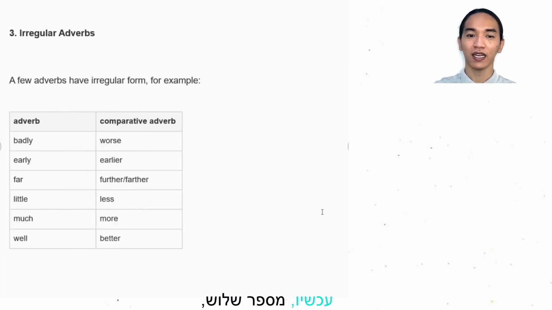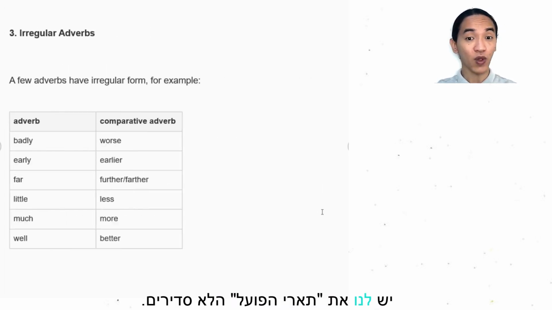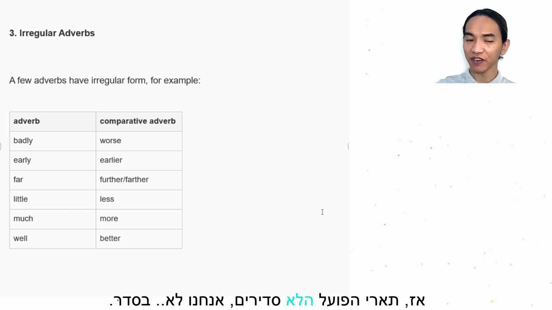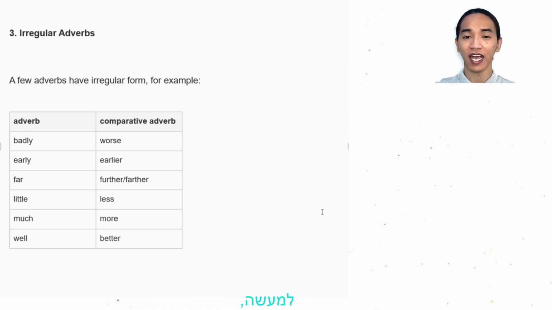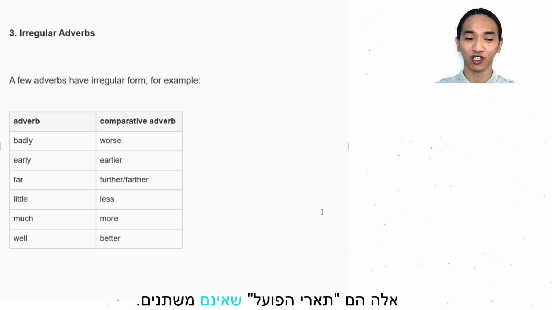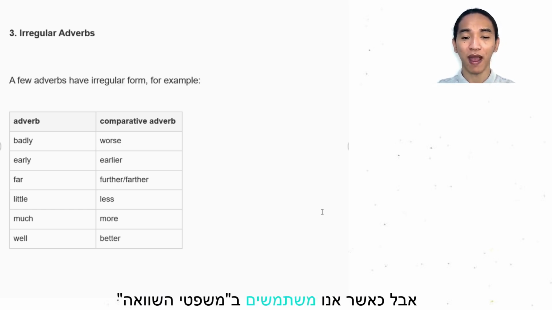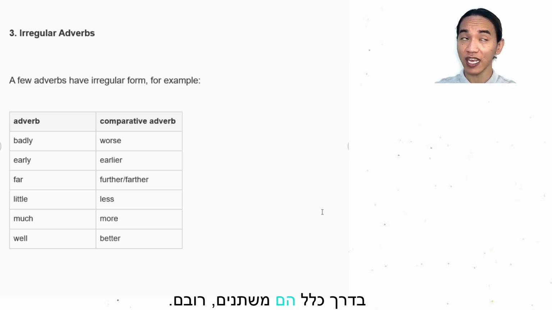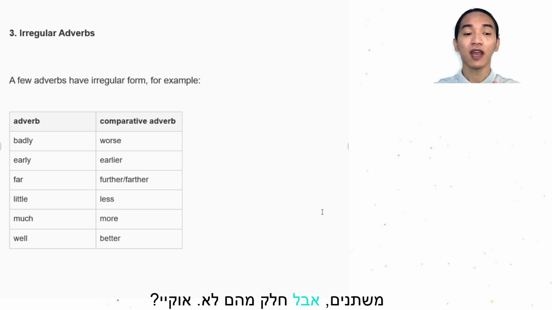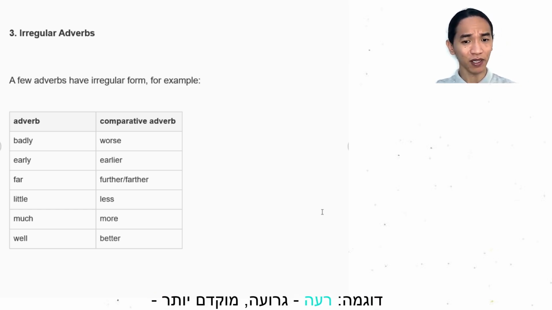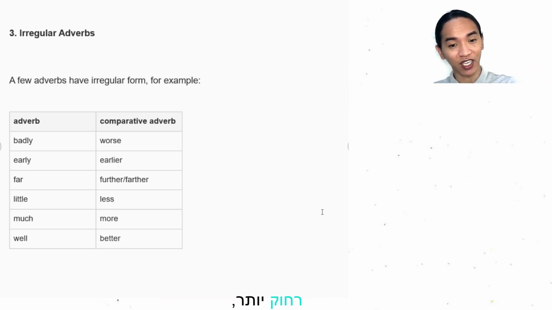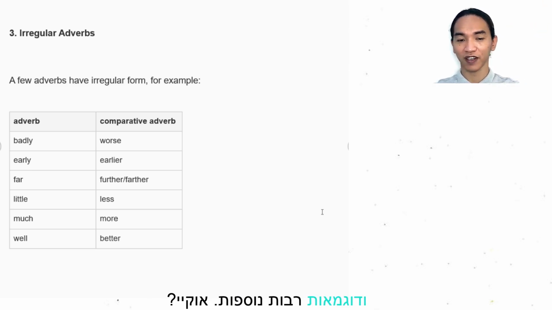Okay, now, number three, we have the irregular adverbs. So, irregular adverbs, actually, these are the adverbs that do not follow the usual rule. When we use the comparative, most of them change, but some of them do not, okay? Example, badly, worse, early, earlier, far, farther, and many other examples. Okay?